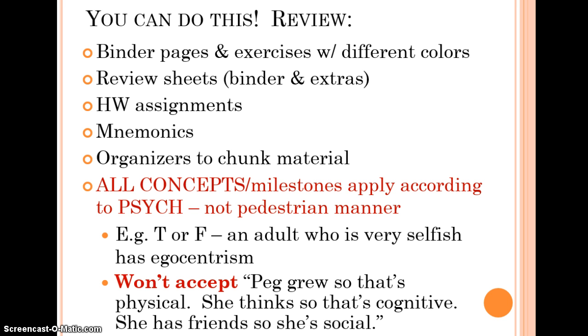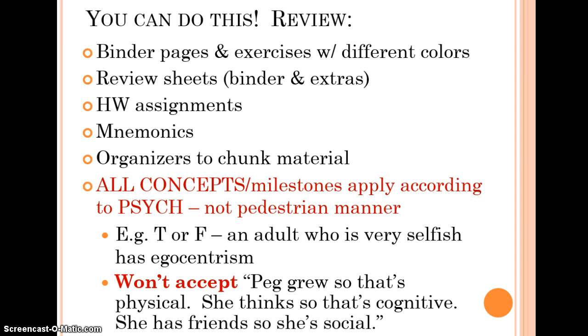Also, when you're talking about milestones, you need to give me specifics. I'm not going to accept an answer like, well, Peggy grew, so that's physical, and she thinks, so that's cognitive, and she has friends, so that's social. No, I'm pretty darn sure you already knew that before taking this class, and so you need to convince me, you need to use stuff that we've learned in this particular unit to show me physical, cognitive, and social growth.